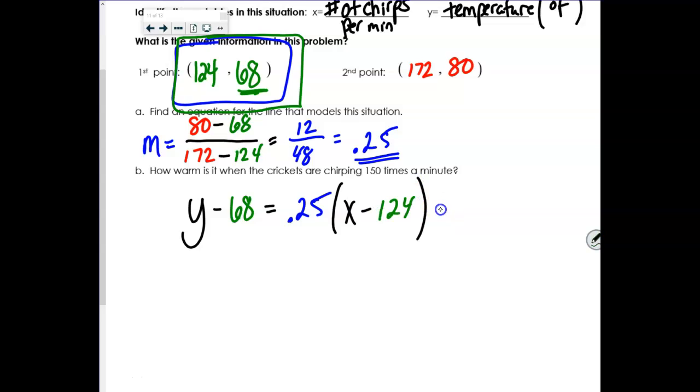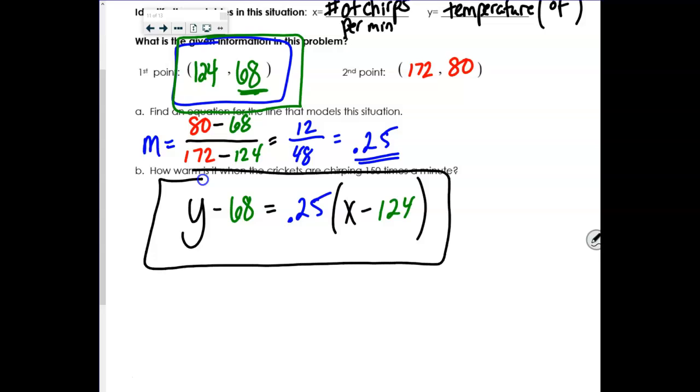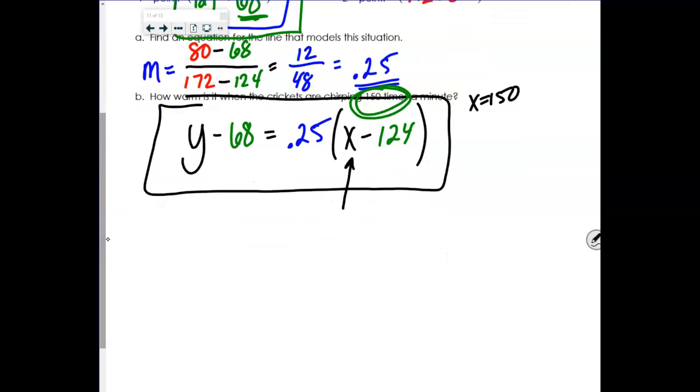Now, I'm going to show you a little shortcut because there's questions like this on your test where the first question says write an equation. So here it is. And then the follow-up question says, what temperature is it if it's 150 chirps that you're hearing? So what should I do with the 150? Is that an x value or a y value according to how we set this up? Yeah, it's an x value. So you need to plug in x equals 150 right there. You don't have to rearrange the equation first. Eventually you will have to solve and rearrange, but you don't have to do it right away.